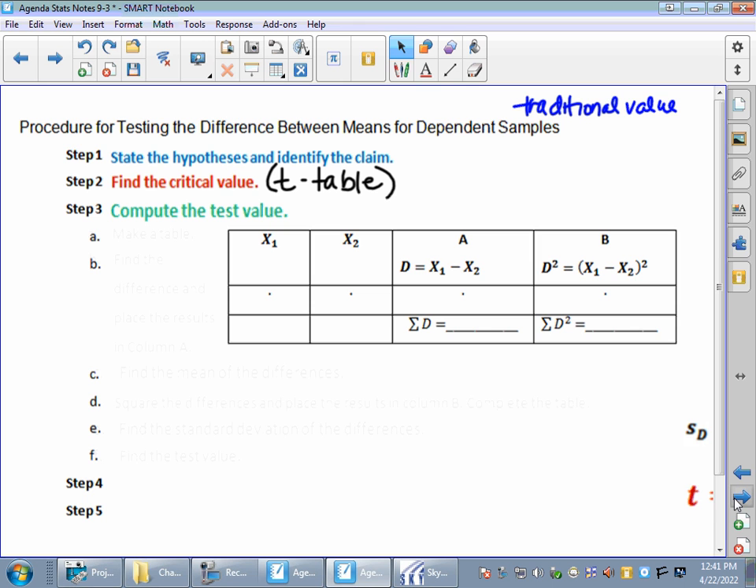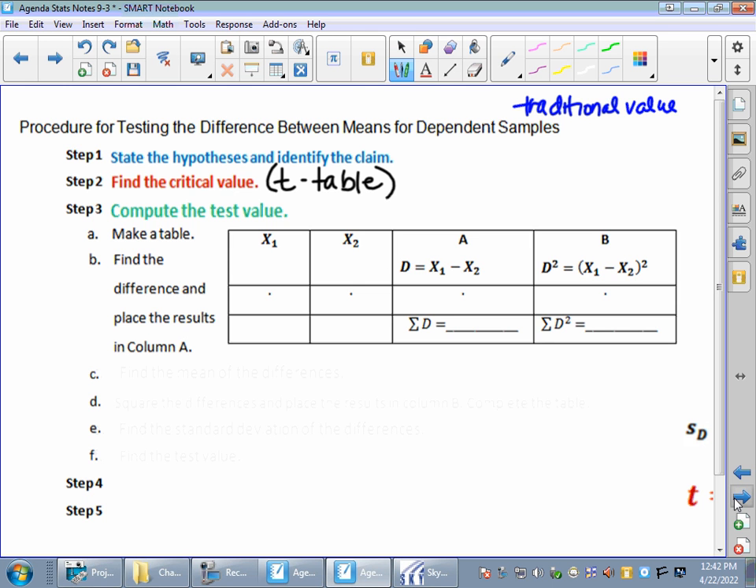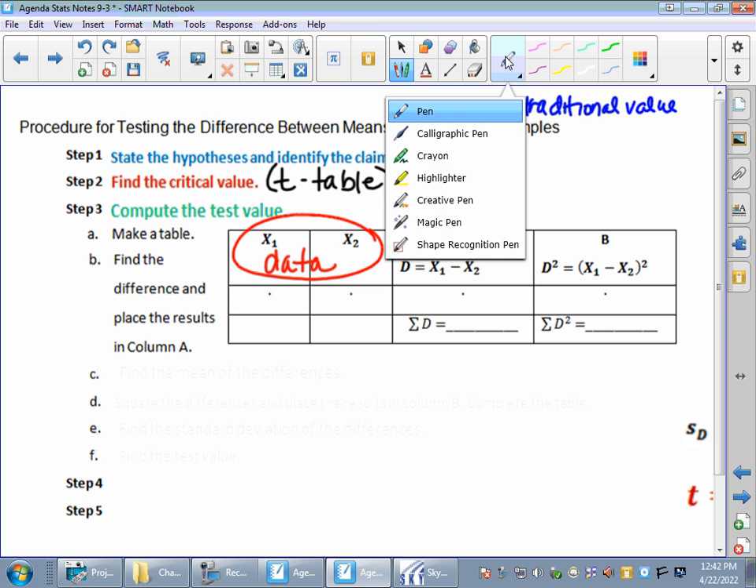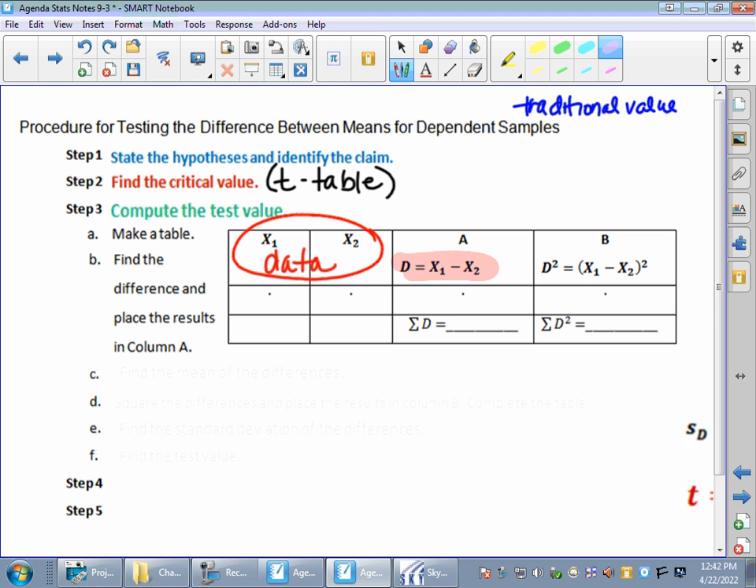So here's the best method to keep track of everything. Some people aren't going to want to make a table. You can or you can't, but you've got to have all this data. The first thing is make a table. Your table starts off with your data set 1 and data set 2, and they're listed next to each other because they're a matched pair. Then find the differences. So here's our differences. We subtract x1 minus x2. We put our answers here in column A, if you like to label it A, and don't forget to do the sum of your differences.